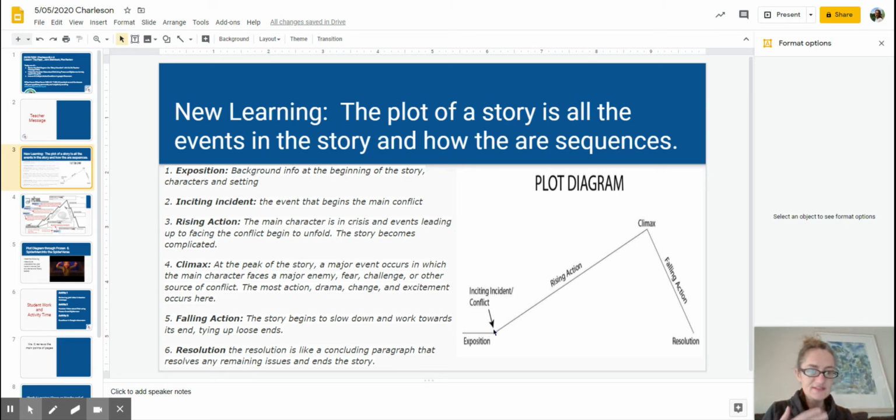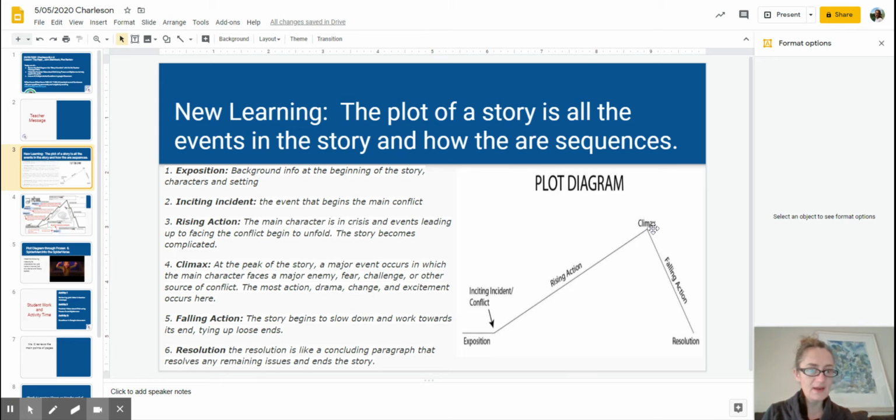The plot is all of these events that make the story up. If you think of a plot as our lives, we have all of these events in our lives. Sometimes we have little mini plots in our life. Rising action is all of the events that the main character faces as the conflict begins to unfold and the character is trying to figure it out. The story becomes complicated. Sometimes the rising action is called complications.